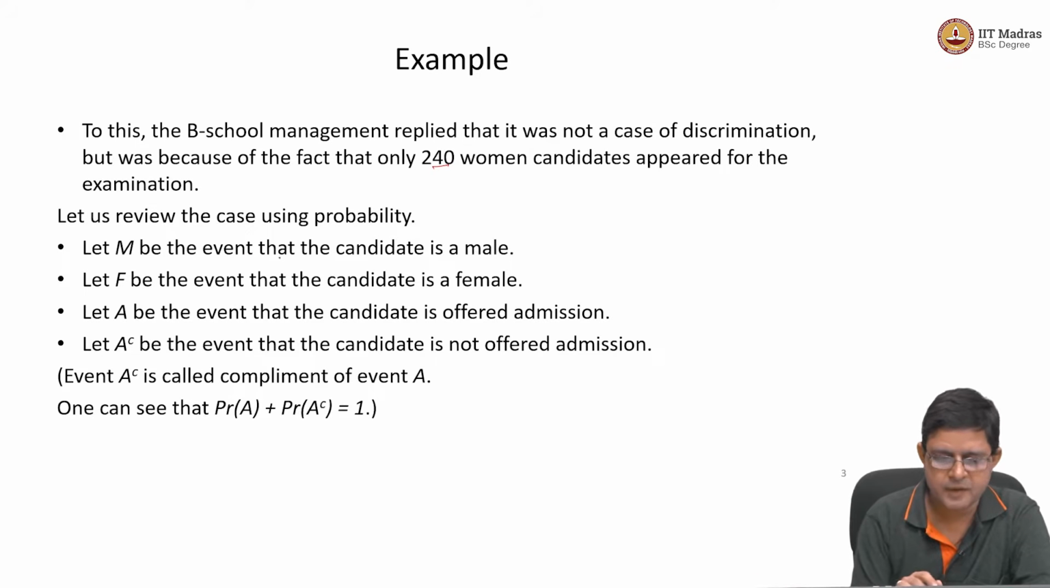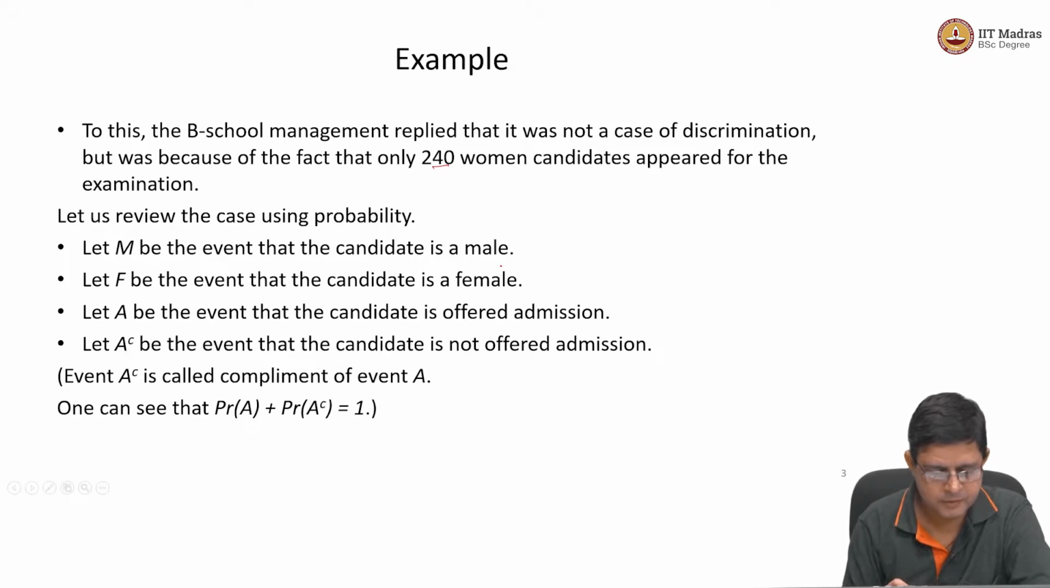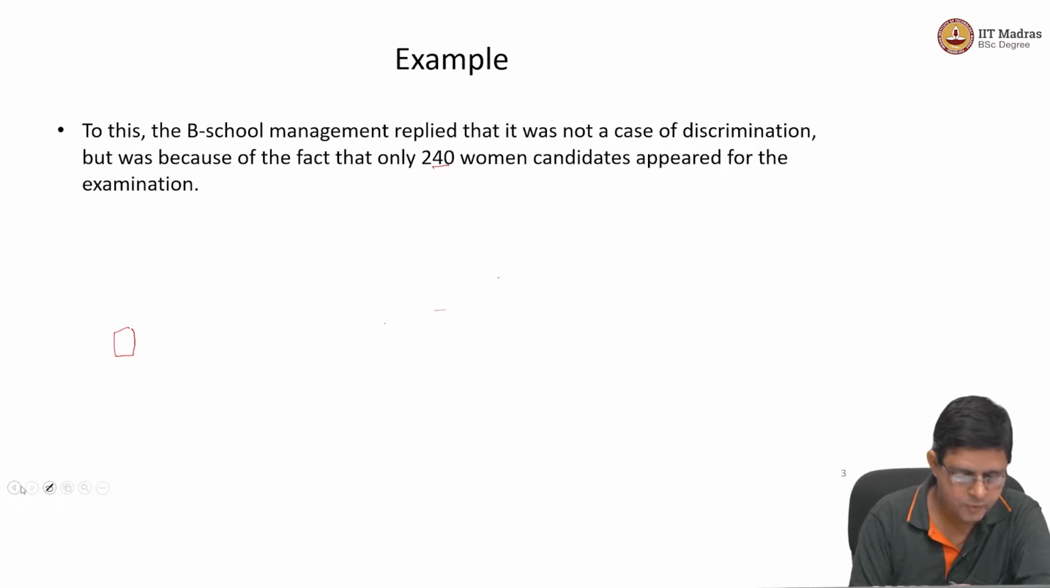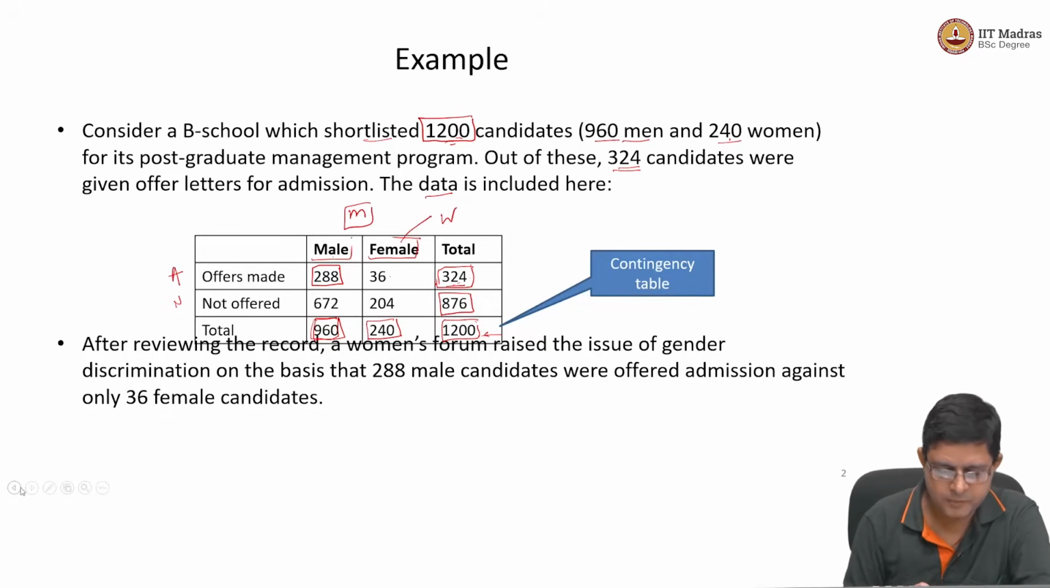So, let M be the event that the candidate selected is male. F be the event that the candidate is a female. Okay, F or W, you can use both. Let A be the event that the randomly selected candidate is offered admission. Let A complement be the event that the candidate did not get any admission offer. Now, what is this A complement? A complement is called the complement of event A. There are only 2 possibilities, so either the person is offered admission or the person is not offered admission.